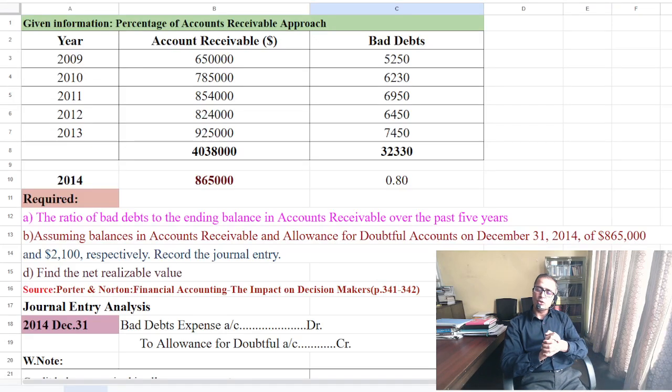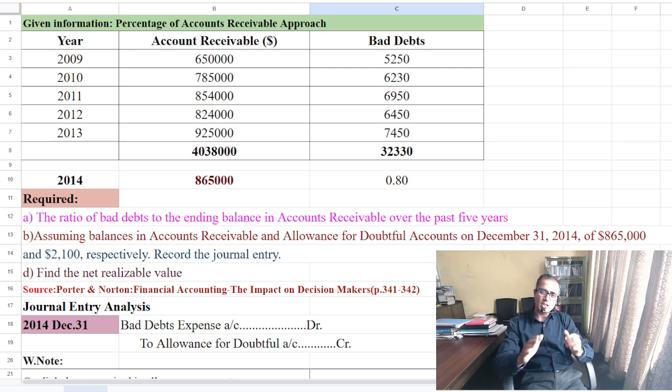Today let's discuss one example that is all about how we could estimate the probable bad debt by using the percentage of accounts receivable approach. In my last video related to estimation of uncollectible accounts, we covered the two approaches. One is the direct write-off approach, and the next is the allowances approach, under which we have percentage of sales and percentage of receivable.